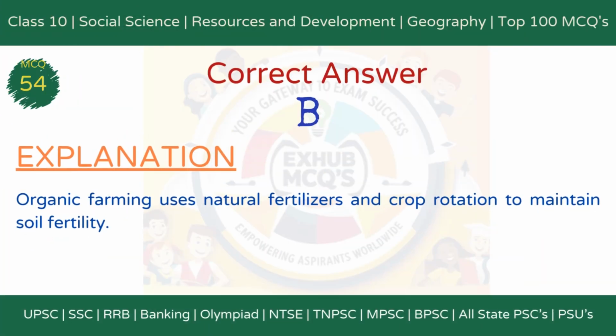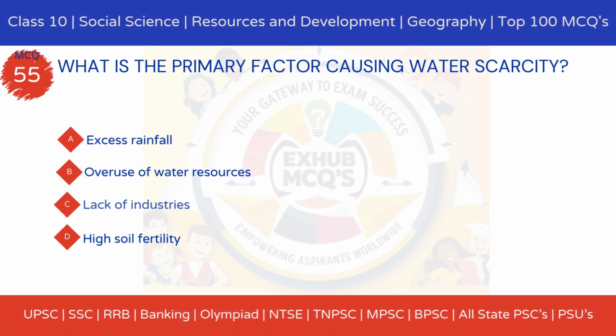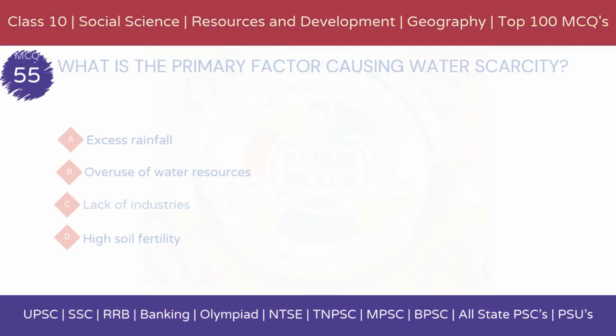The correct answer is option B, organic farming. Explanation: organic farming uses natural fertilizers and crop rotation to maintain soil fertility. MCQ 55, what is the primary factor causing water scarcity? Option A, excess rainfall. Option B, overuse of water resources. Option C, lack of industries. Option D, high soil fertility.